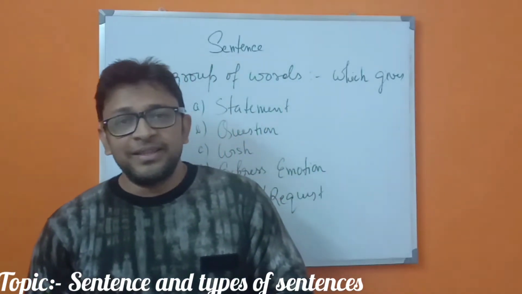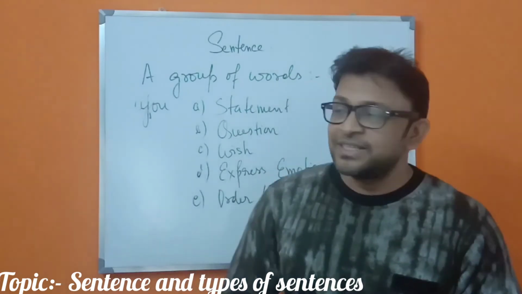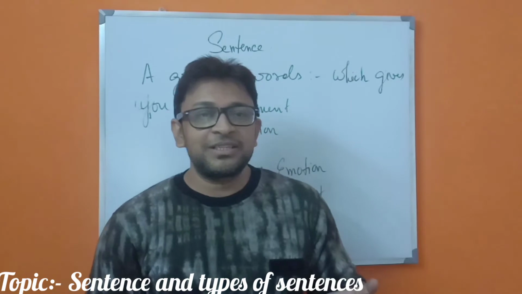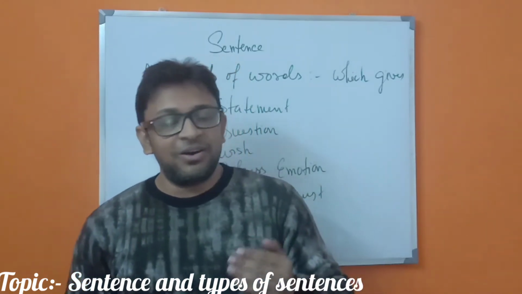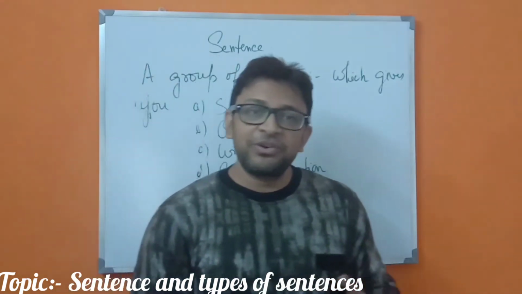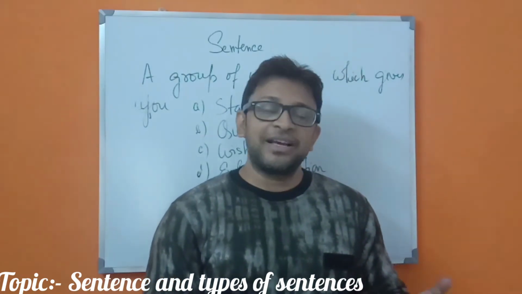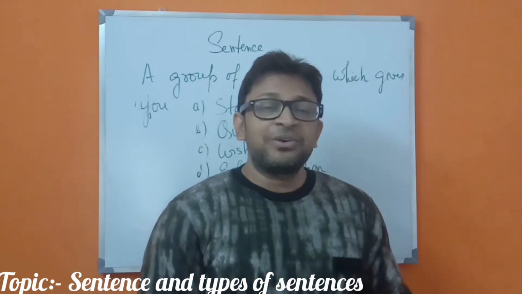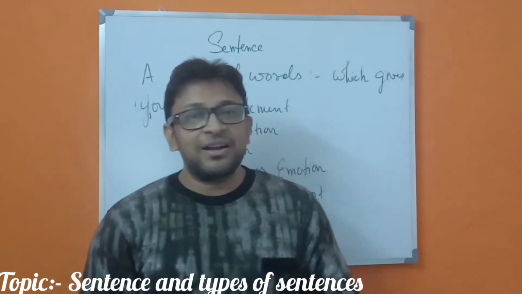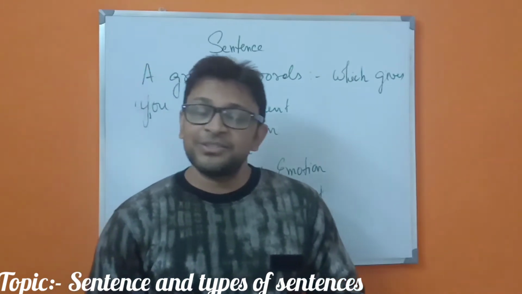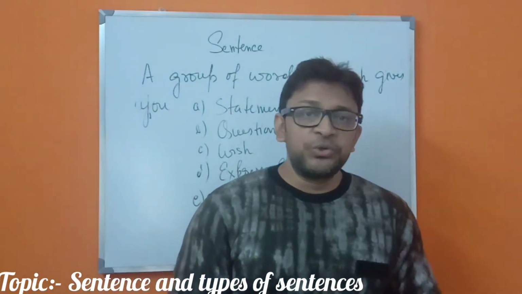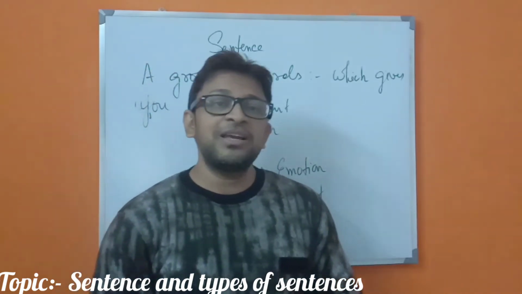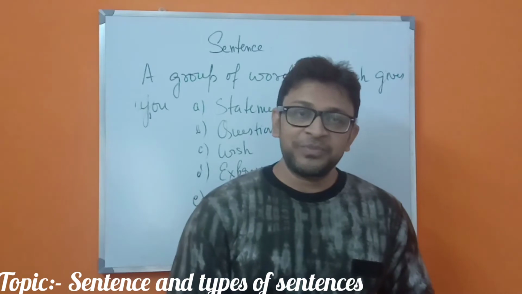Now there are some kinds of sentence. Statement or affirmative sentence or assertive sentence, next comes number 2, interrogative sentence, after that exclamatory sentence, after that optative sentence. These are the things which we are going to discuss today. I am going to show you by some examples what each sentence is and how they are used in our language. So now let's see.